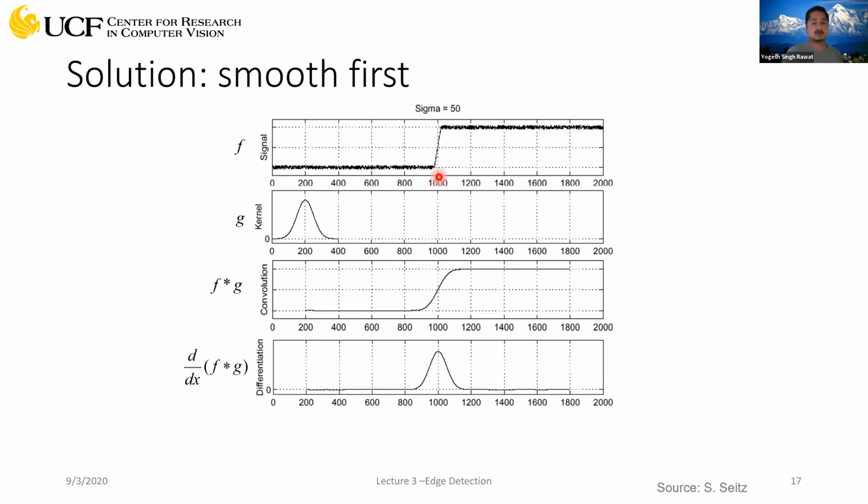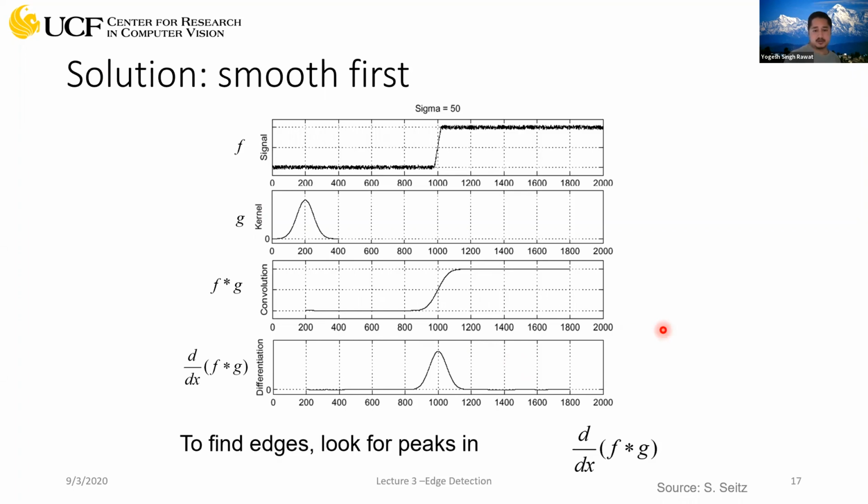Earlier we saw that we can use filtering to do edge detection, and by filtering I mean computing the derivative. We know that if there is noise, we first have to perform smoothing, then filtering, and then we can do edge detection. That's exactly the process we will follow in all the filters we are going to talk about in edge detection. Again, just look for peaks in the output, which will give you edges.